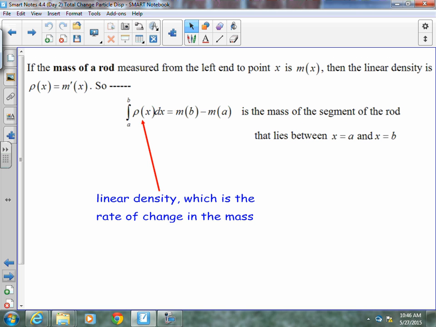If the mass of the rod measured from the left endpoint to point x is m of x, then the linear density is p of x. So if you integrate the linear density from a to b, you get the mass of the segment from a to b.